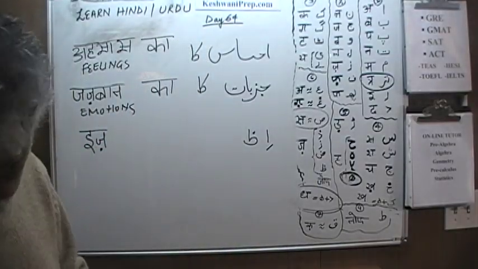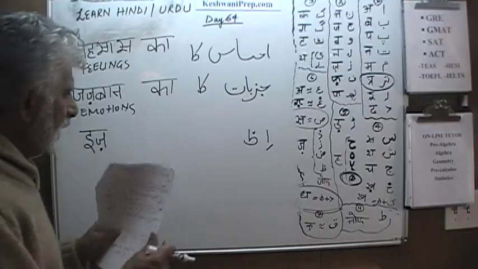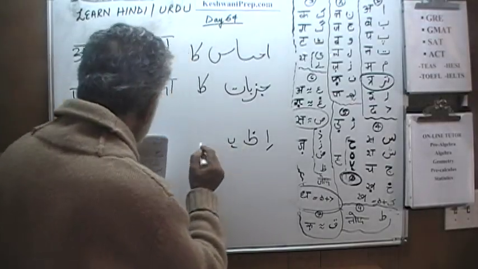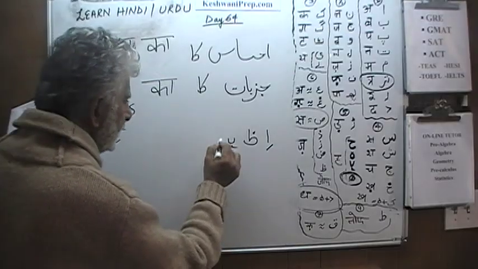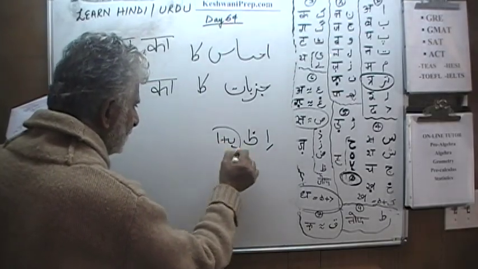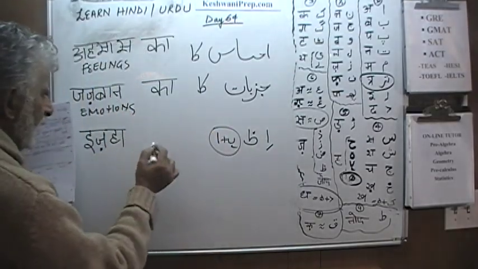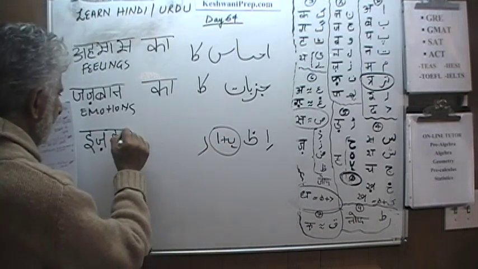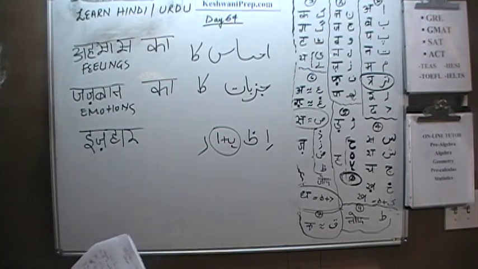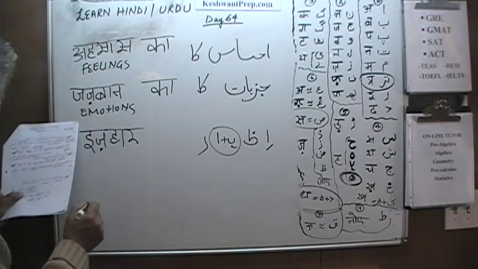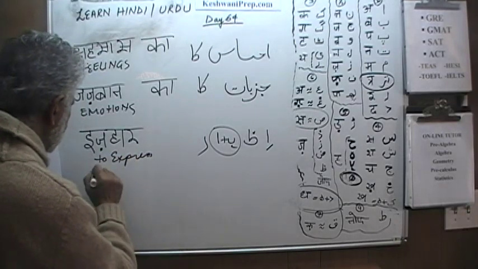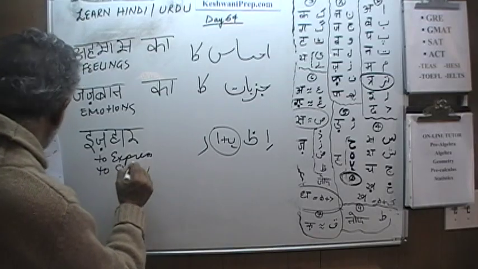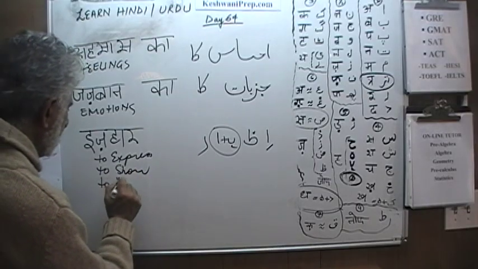Then we have ha. So here's your ha. We don't need this ha, we need the other ha. So we're going to put a ki matra. Is ha ro. Izhar. What does izhar mean? Izhar means to express, to show, to disclose.